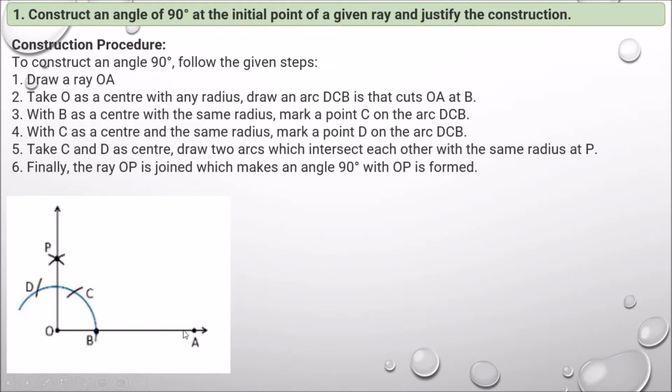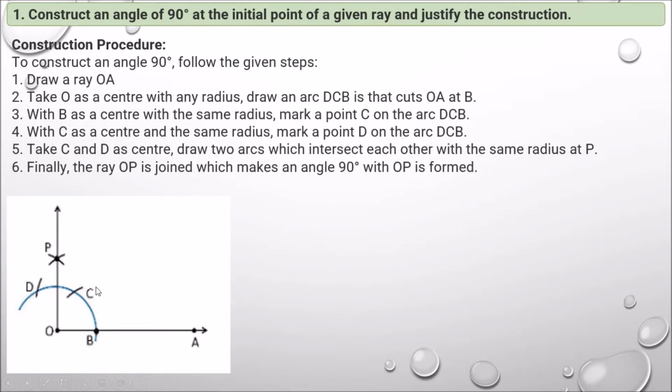First we have to draw ray OA. Then we will take point O as the center with any radius and draw an arc. Now we will draw an arc DCB that cuts OA at B. With B as the center and the same radius, mark a point C on arc DCB. So we have marked the point C on the arc DCB.